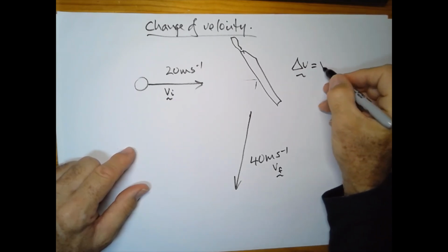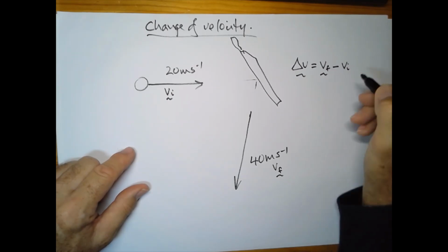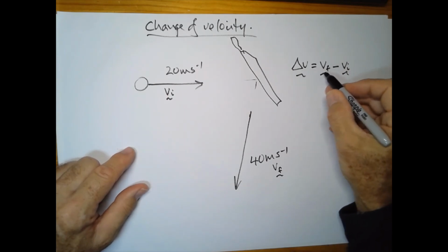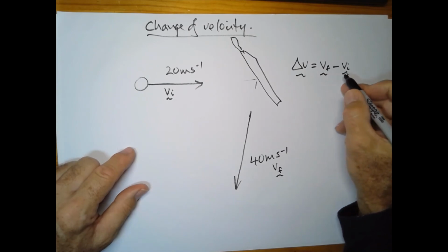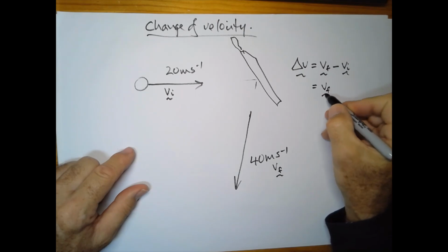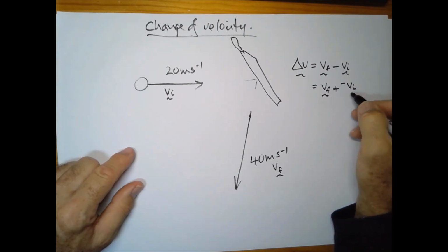It's equal to the final velocity minus the initial velocity. Just as we did with bananas, the change of bananas is the final number of bananas minus the initial number of bananas. The change of velocity is the final velocity minus the initial velocity. And we're going to rewrite that as final velocity plus the negative of the initial velocity.